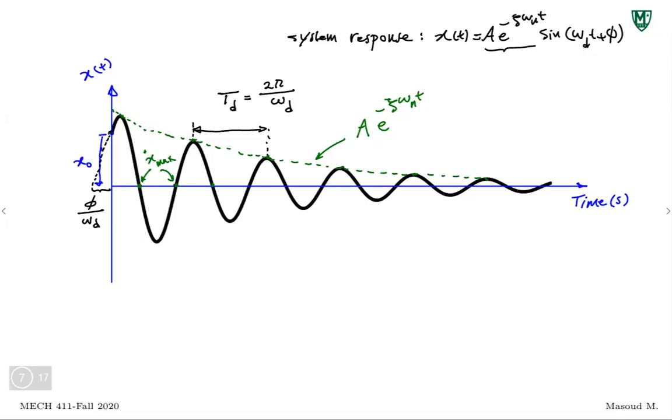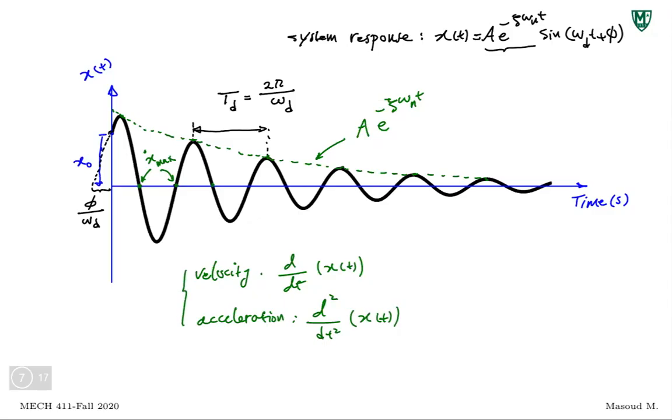And the same story if you want to find the velocity of the system: it would be d/dt of the system response. You know it by now. Acceleration of the system would be the second derivative with respect to time of the system response. So as long as you know the system response, you can find its acceleration and its velocity. I think that's all I wanted to tell you about this graph.